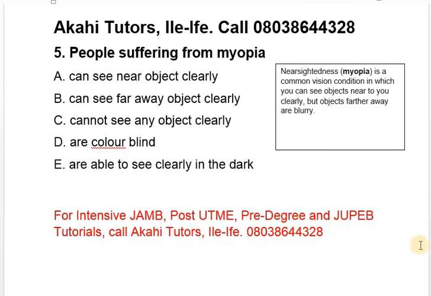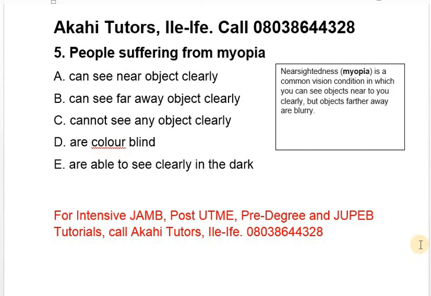Number 5, people suffering from myopia. Option A, can see near objects clearly. Option B, can see far objects clearly. Option C, cannot see any object clearly. And option D, are colorblind. Option E, are able to see clearly in the dark.